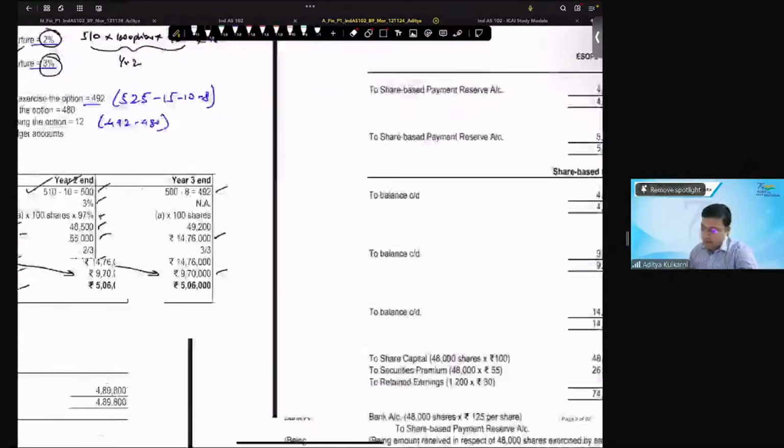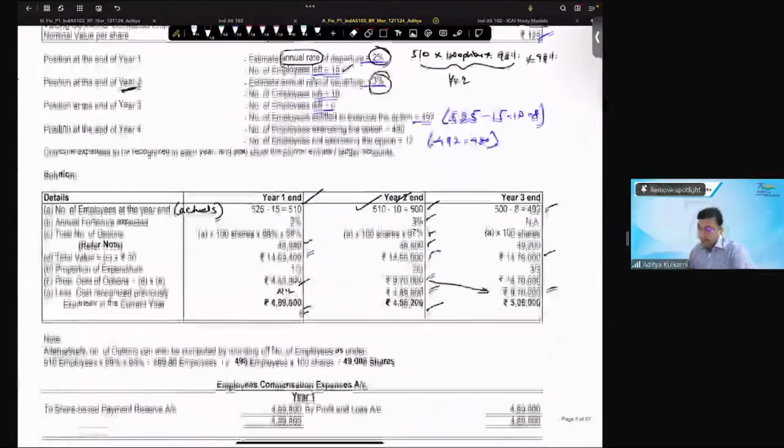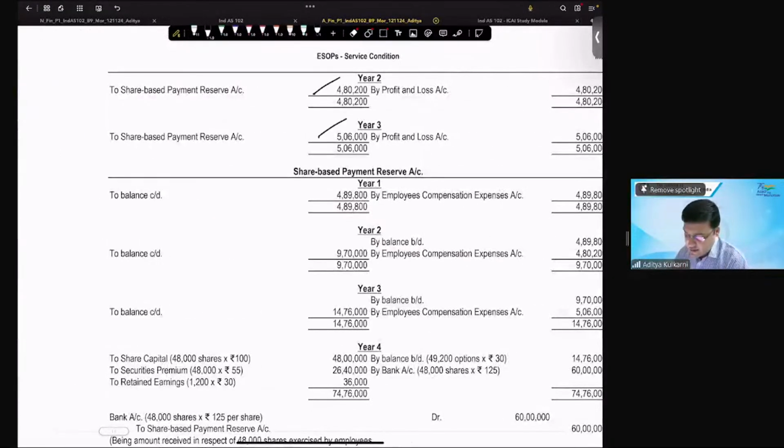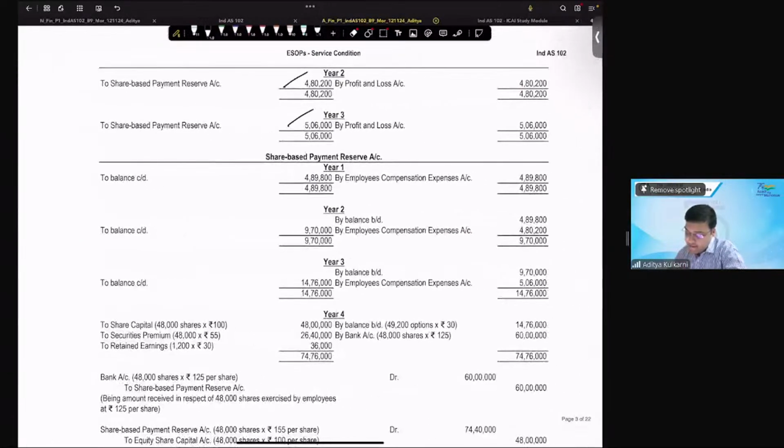So that takes care of the ledger accounts also. Employee compensation expense account is debited, with a credit to the SBP reserve, for each of the 3 years. So at the end of year 3, you will have a balance of 14,76,000 in the SBP reserve. Till here, is everybody comfortable?